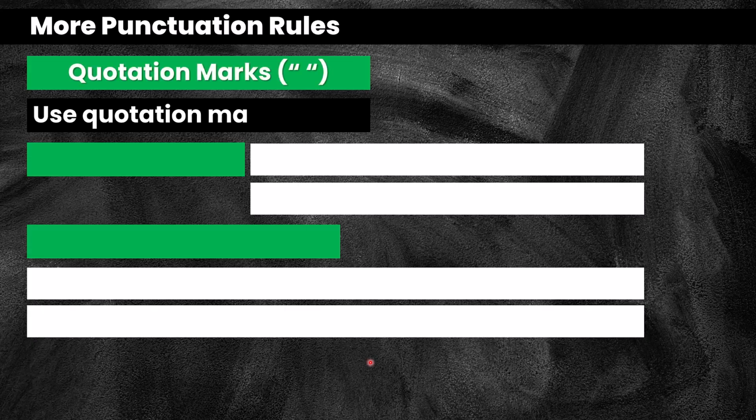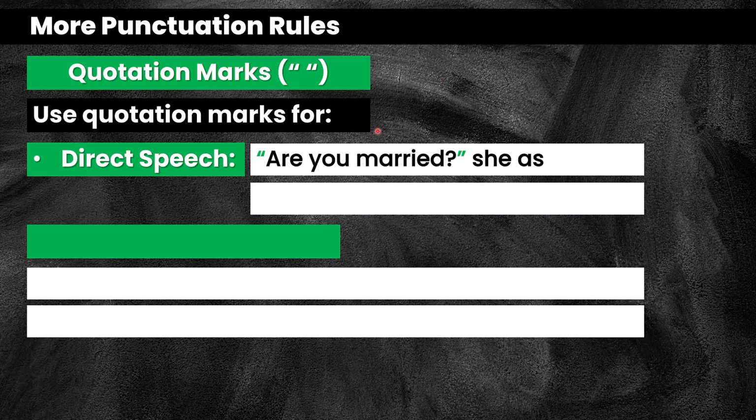Now let's talk about quotation marks. In North American English, we use double quotation marks for direct speech. For example, "Are you married?" she asked. This is a direct quote from this woman or this person. So we use quotation marks before and after the direct quote. You will see this a lot in novels and in literature. Another example, Dan said, open quotation mark, "This is a bad idea," closing quotation marks.